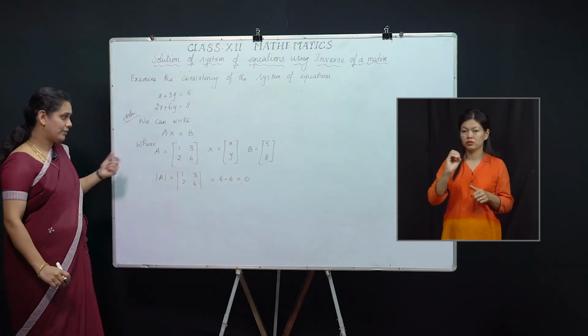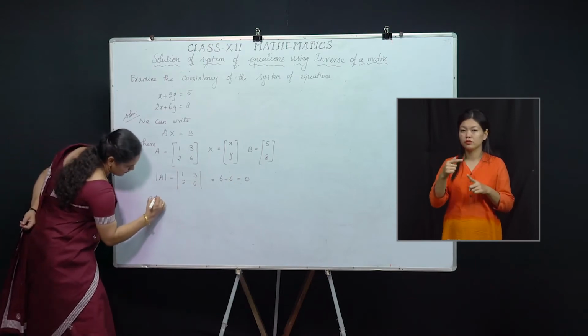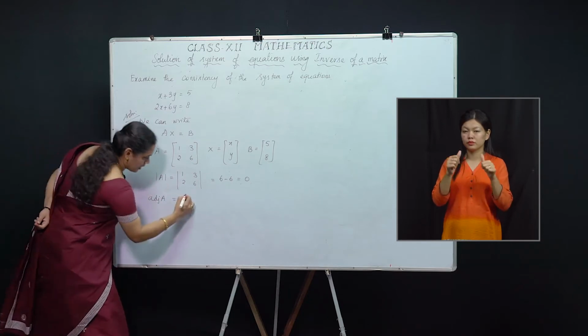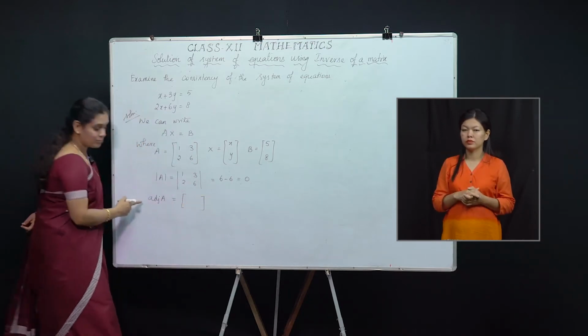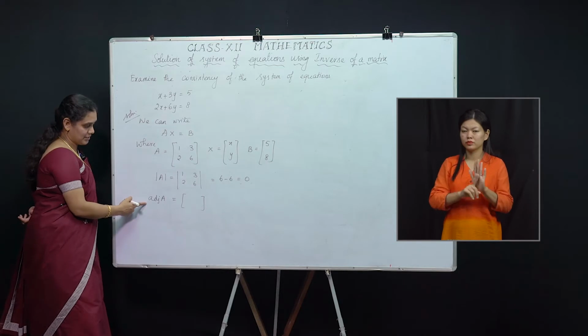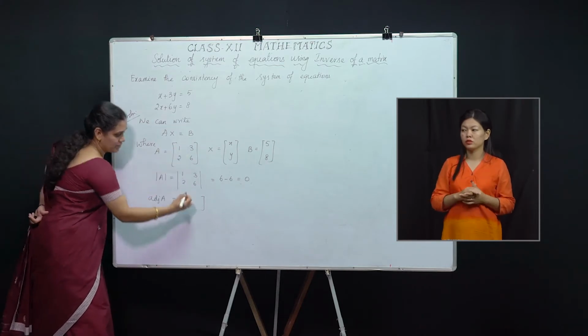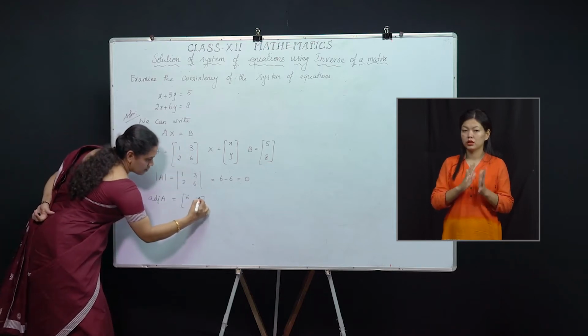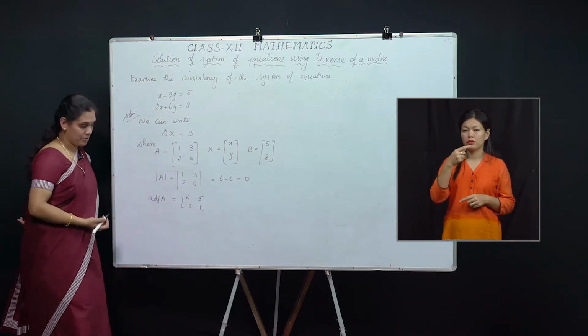In that case, we have to calculate adjoint A into B, right? So let us find the adjoint first. I already told you the shortcut to find the adjoint of a 2 by 2 matrix, isn't it? So we will interchange these two numbers. So it will be 6, 1, and change the sign of these two numbers. So minus 3, minus 2.